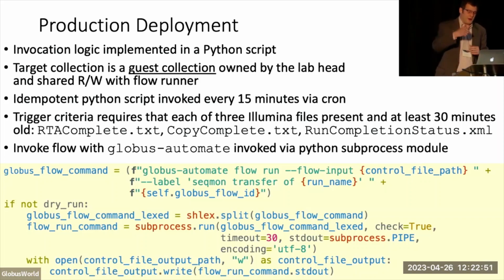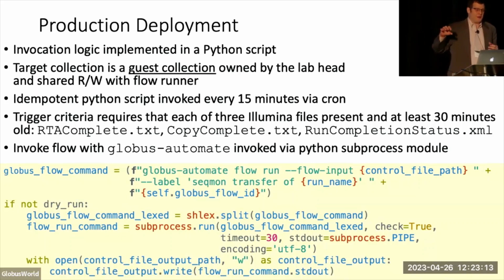Guest collection for the target should be owned by the person you want to receive the data. And then basically, to start, I just use a cron script running on that ingestion machine to look for a specific set of files that I know exist when an Illumina sequencer finishes a run. There are 3 files listed here. And I'll also point out that that is still a little flaky in Illumina land.